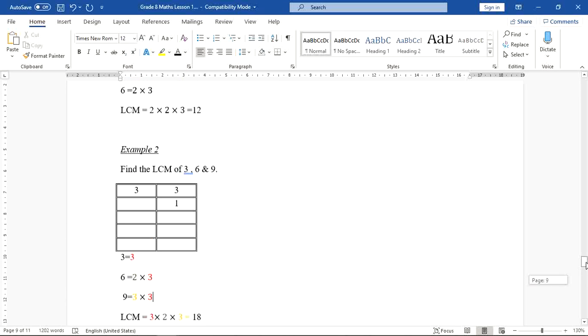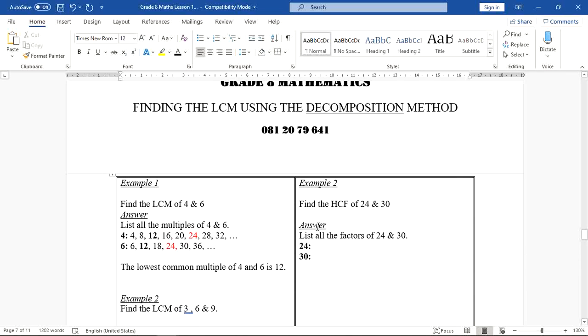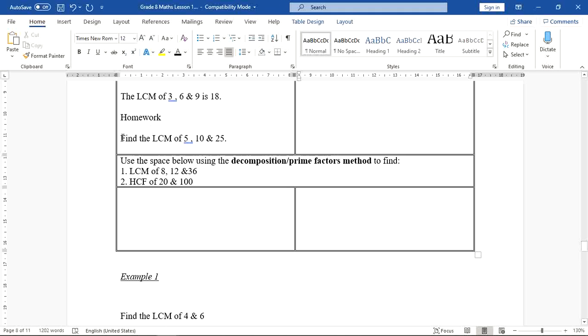In the next video, we are going to learn how to find the highest common factor of 2 or 3 numbers. Your homework is to find the lowest common multiple of 5, 10, and 25 using the decomposition method, also known as the prime factor method.